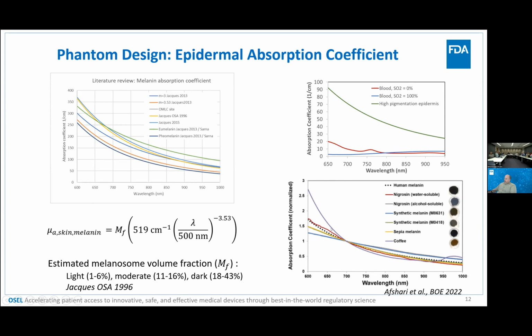And then we use this distribution to identify tissue mimicking materials that best recreate this spectral distribution of absorption. And I should note that the melanosome volume fraction that we see mentioned by Jacques goes from 1 to 43%, but certainly for fingertip, it's going to be significantly less than that.